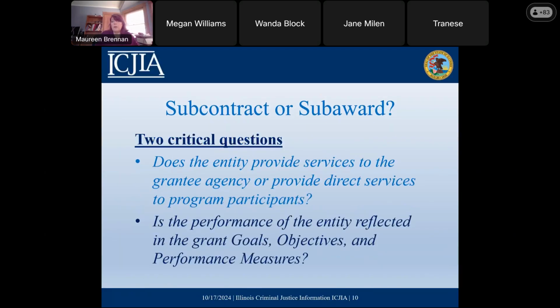The two questions are, does the entity provide services to the grantee agency, or does it provide direct services to the program participants? For me, that's one of the most critical questions. The second one is, is the work of this other entity reflected in the goals, objectives, and performance measures that you're going to be reporting on a quarterly basis to the authority?